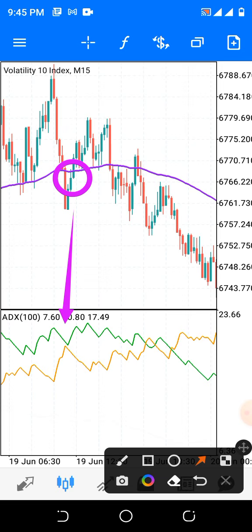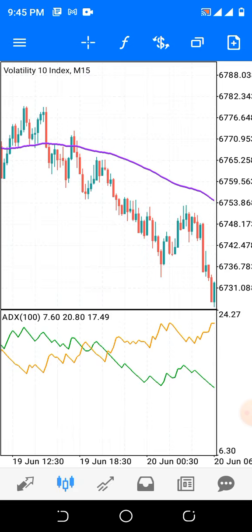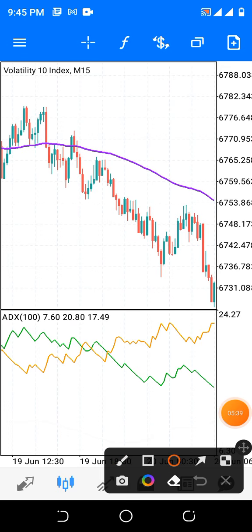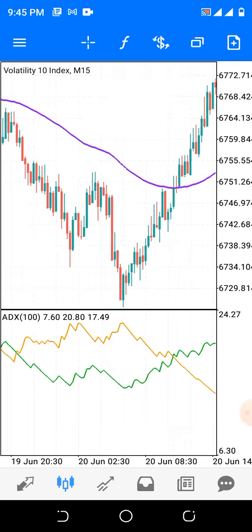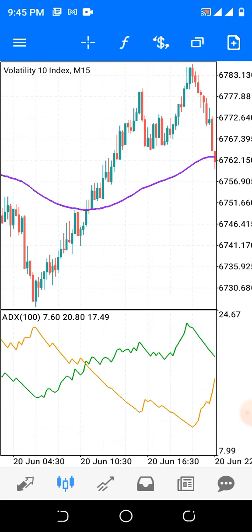So we proceed. Now watch out here. You see there is a crossing here, and here there is a simultaneous crossing. So we take our trade, and this is a sell position, and that's how it is. As simple as that, guys. This pays heavily. This strategy pays very well.